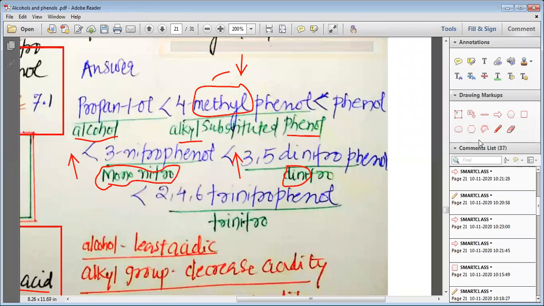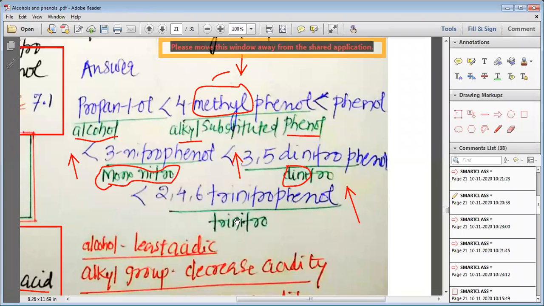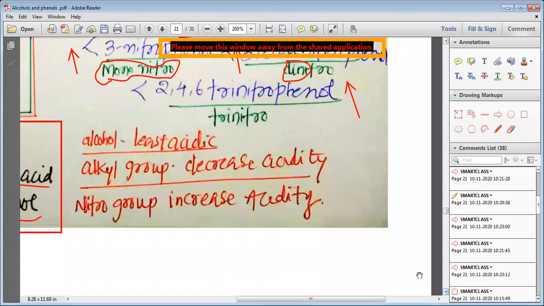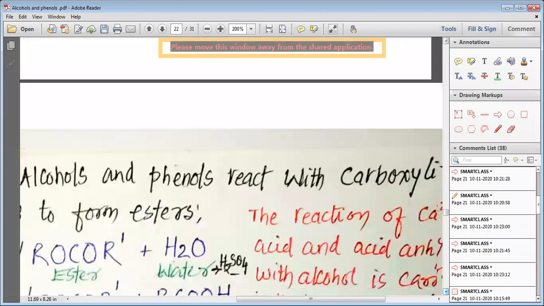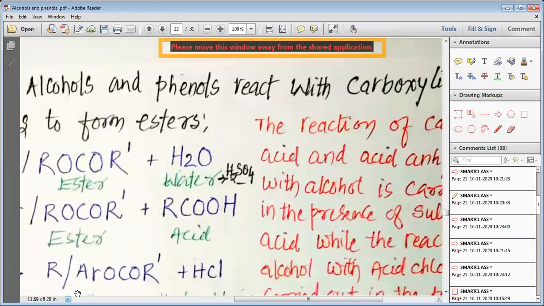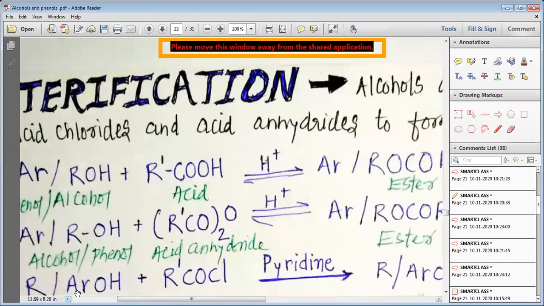And again, when we have trinitro, three nitro groups will increase the acidic character again, and that is why 2,4,6-trinitrophenol is the most acidic among all of these. So when we talk about alcohol, it is least acidic. When the alkyl group is bonded to phenol, it decreases the acidity. And when we have the nitro group, it increases the acidity of phenol. And this is how we can understand the arrangement of various compounds into their increasing order.